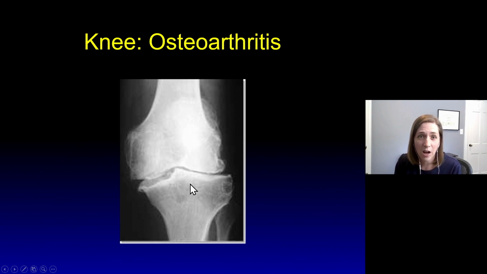Here's an example of knee osteoarthritis where you can see significant loss of cartilage space laterally. You can see these big bone spurs medially and laterally. And this is pretty advanced osteoarthritis. If you have a patient complaining of knee pain and you see this, you're pretty sure that it's osteoarthritis, and even if there is some sort of meniscal damage, it's too far gone.